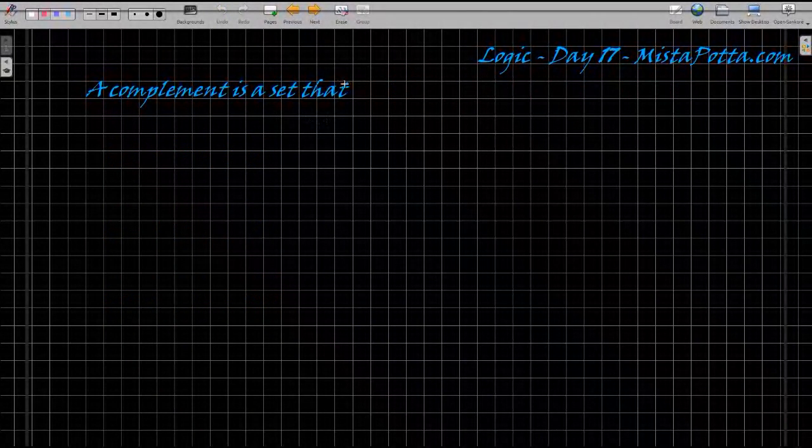All of those are going to be elements in that set E. A complement is a set that contains all elements not found in a given set.